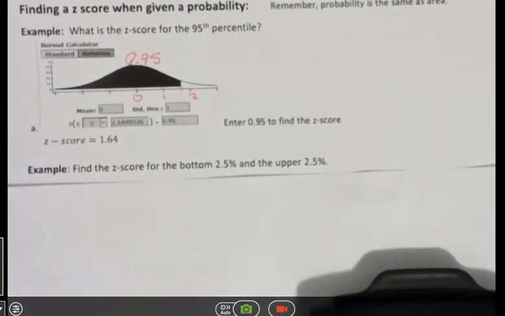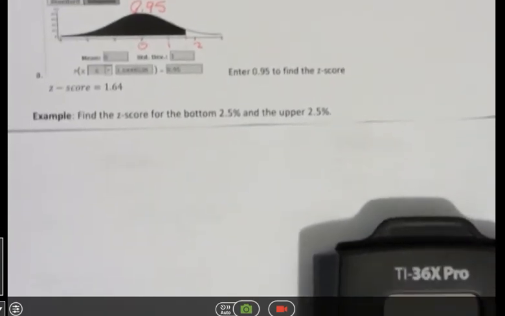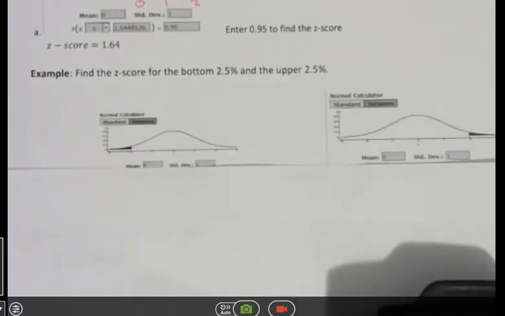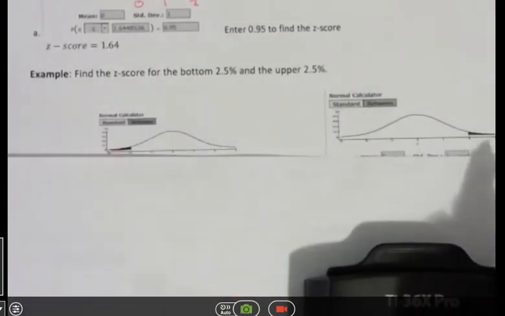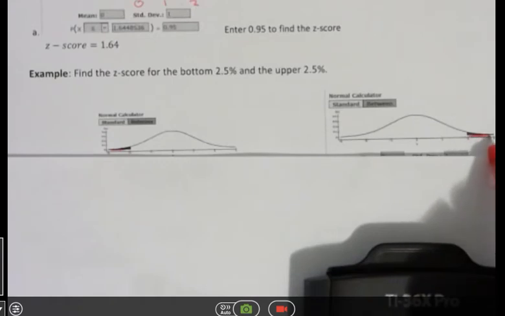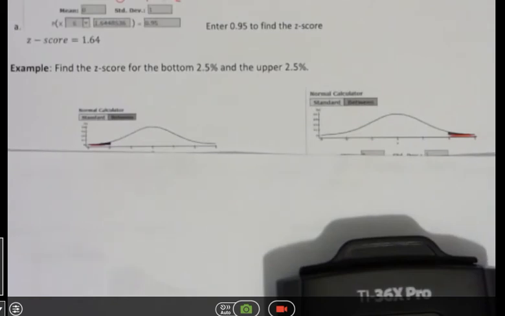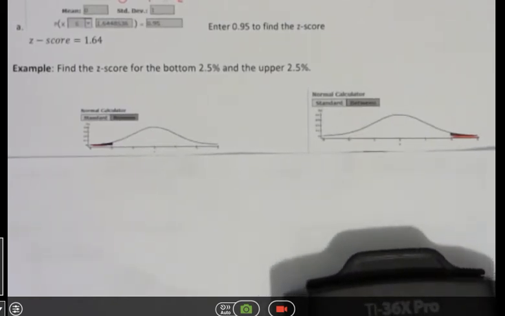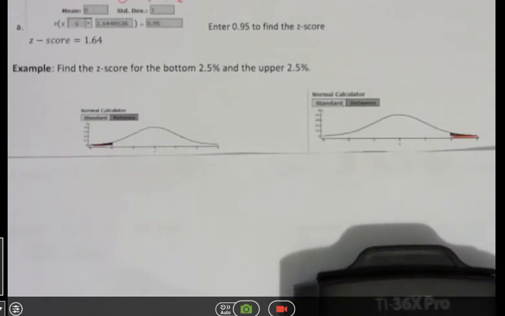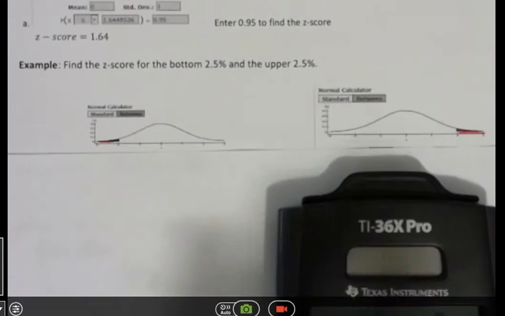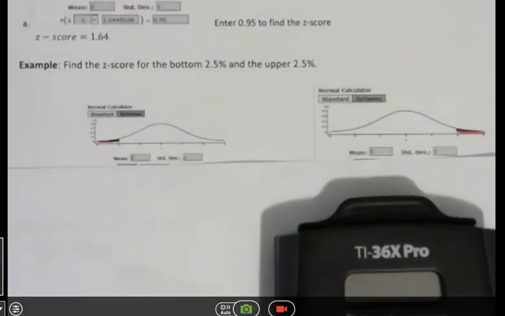Okay, so for the next one it says find the z-score for the bottom 2.5% and the upper 2.5%. So if I was to look at those pictures, this is what I'd be looking at. Here is the bottom 2.5% and here is the upper 2.5%, and we want to find the z-scores for both of those. So on certain mechanisms, it's easier to do than others. Remember this calculator, we typically look at what's happening to the left of that, but for these z-scores, we don't have the ability just to say, oh, we think of this as being to the right. So we'll do a little more work for this, but not a lot.